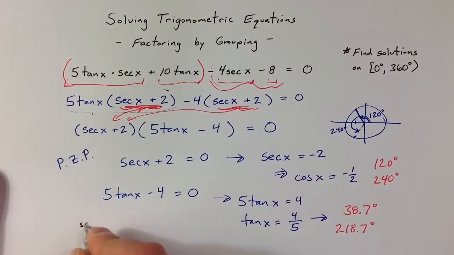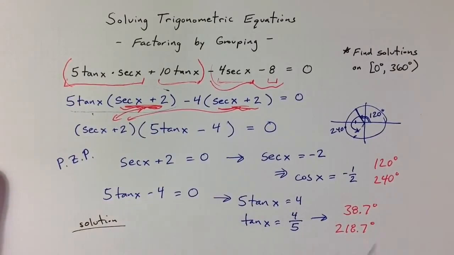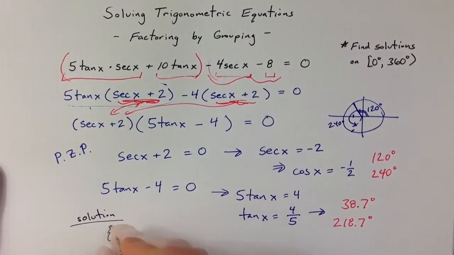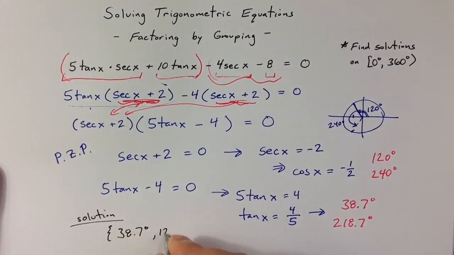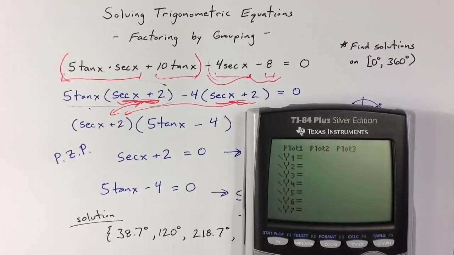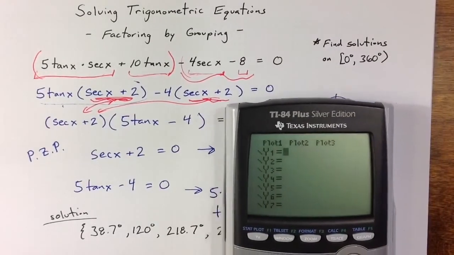So let me put together the final solution. We have four angles in the range from 0 to 360 that satisfy the equation. I have 38.7 degrees, 120 degrees, 218.7 degrees, and 240 degrees. It's always nice to have a way to check our work, and so we can do that graphically.